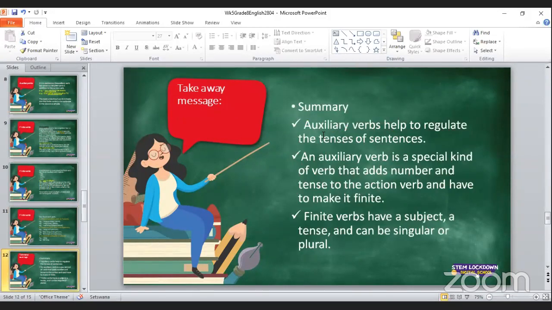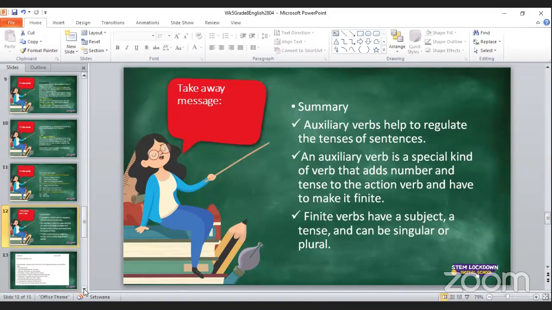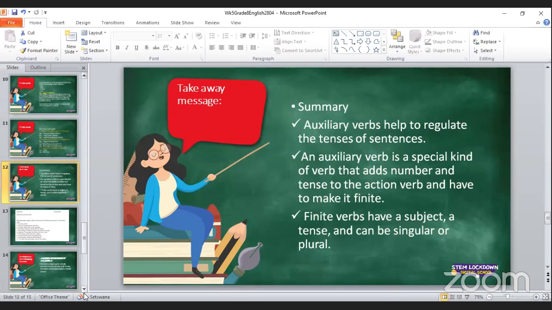So the summary: today we went through auxiliary verbs, which help us to regulate the tenses of sentences. We also said that an auxiliary verb is a special kind of verb which adds the number and the tense to the action verb, to help make it finite. And we also said that finite verbs have a subject and a tense, and they can be singular or plural. Remember, you can get this lesson on YouTube. So now let's go through the homework.